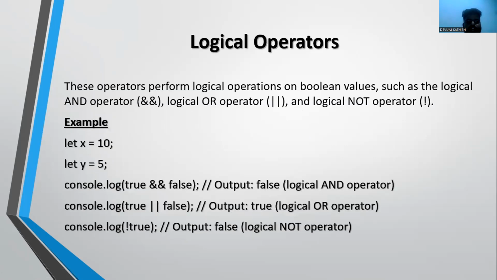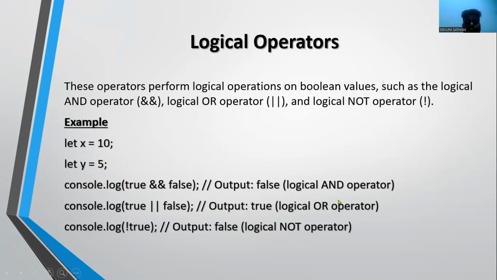Logical operators: we have the AND operator, OR operator, and NOT operator. I'm giving an example where x equals 10 and y equals 5. The AND operator shows true if both values are true. If not, it shows false.